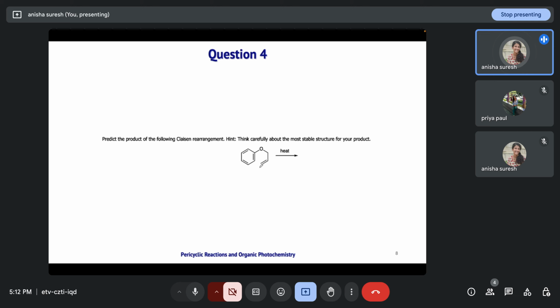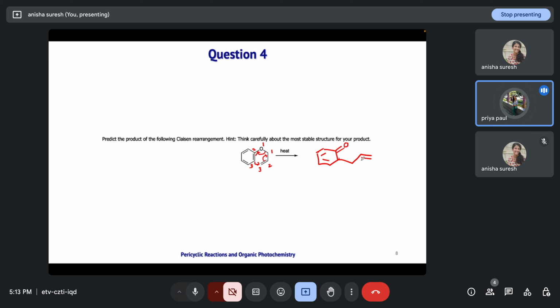So we can number it like 3, 2, 1, 1, 2, 3. Then we can draw the arrow pushing, so it will result in the formation of a ketone and an allyl group.